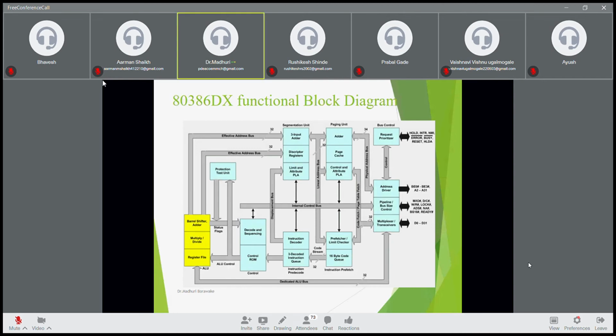Now it decodes that instruction and converts it into the .exe file. This .exe file will be the executable file. So fetch, decode and execute. These are the simple three cycles, or the fetch cycle, of the microprocessor.